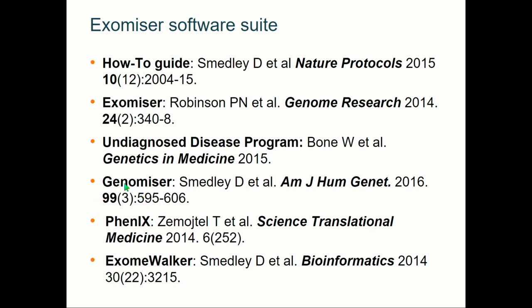Also in 2016, we published Genomiser, which takes the same concept but looks at non-coding variants as well, so we can start to look at variants in enhancer regions, for instance. Then PHIVE just looks at human disease, so it doesn't take into account the model organism phenotypes, and ExomeWalker just looks at protein-protein interactions.